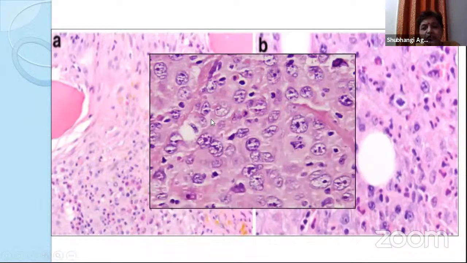This is another picture to show you how the features of malignancy can be seen. This is a large nucleus with prominent basophilic to eosinophilic nucleoli, scant cytoplasm, mitotic activity. So all the features of malignancy which we have described just now are visible in this. So it's a malignant neoplasm.